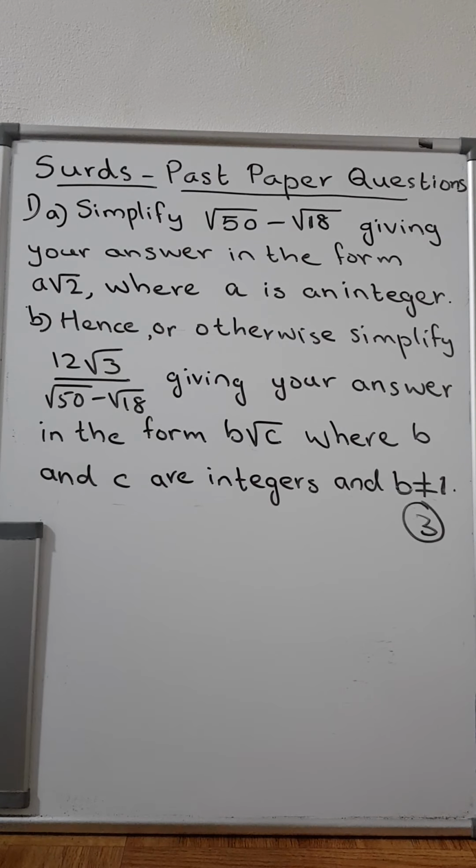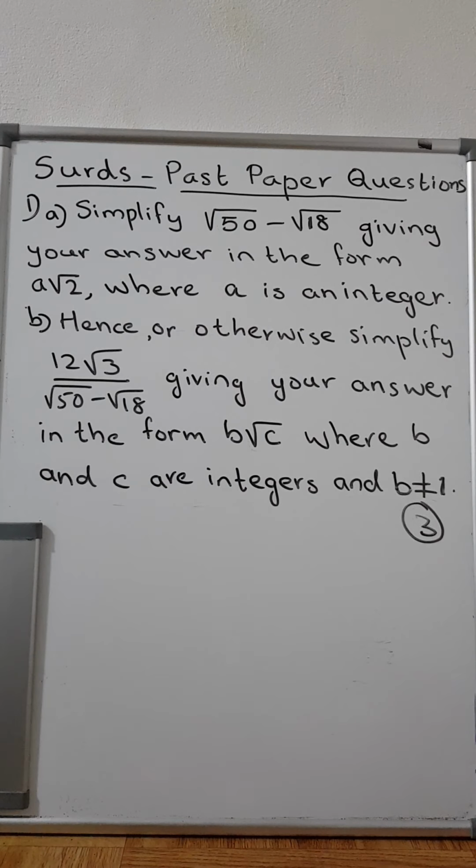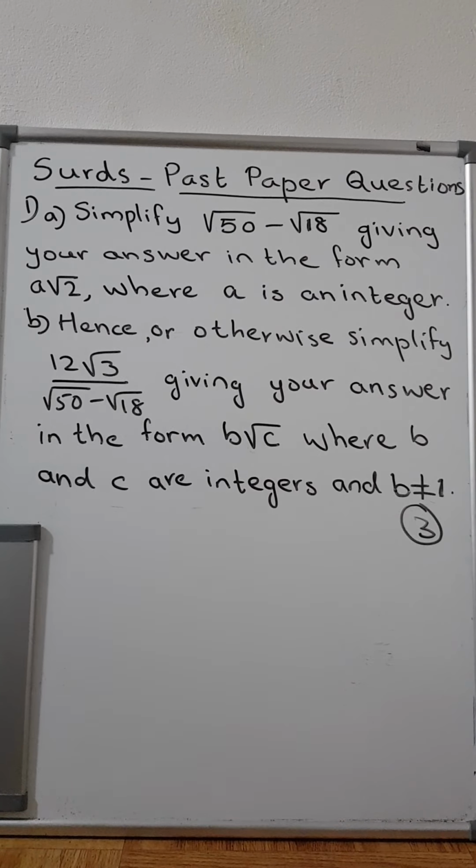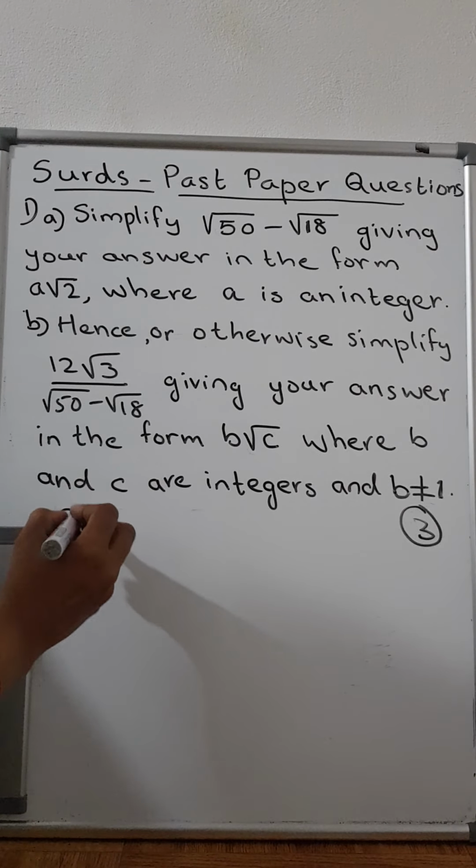We are going to solve Edexcel past questions from the topic Surds. The first question, A part. Simplify root 50 minus root 18, giving your answer in the form a root 2, where a is an integer. A part carries 2 marks. So let's try to simplify root 50 minus root 18.